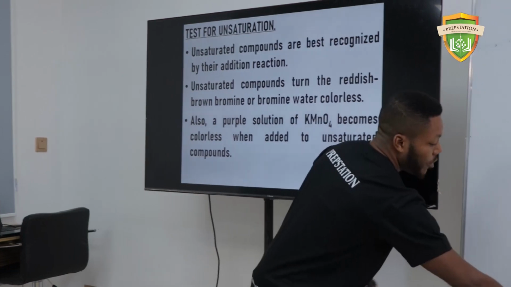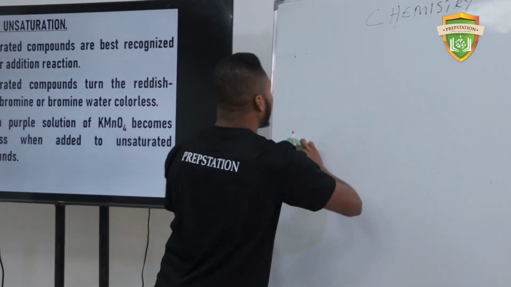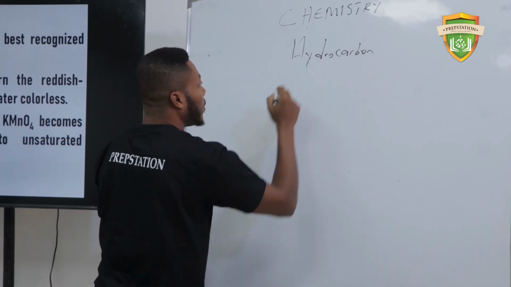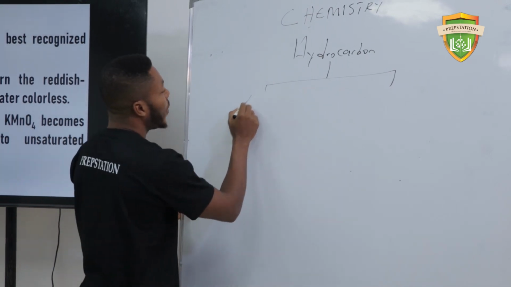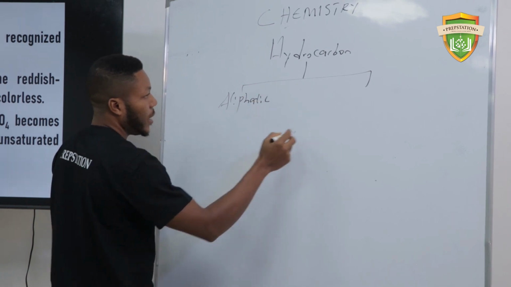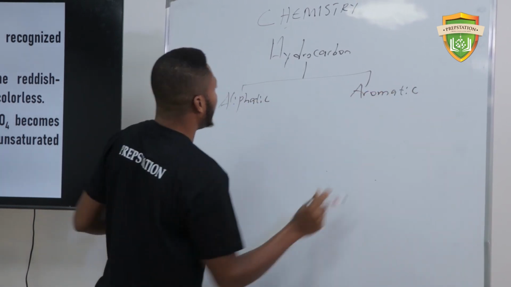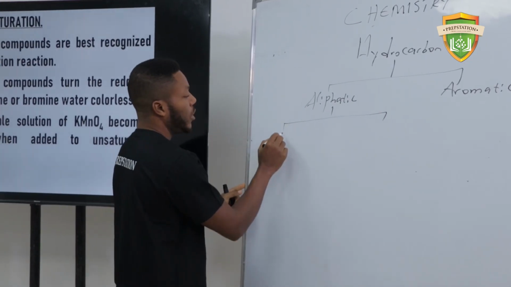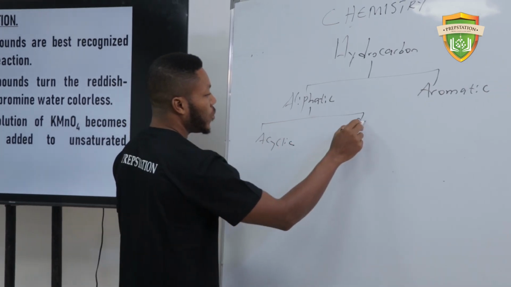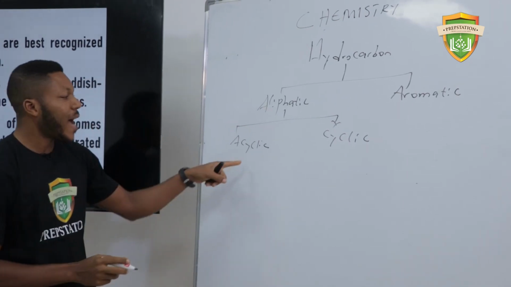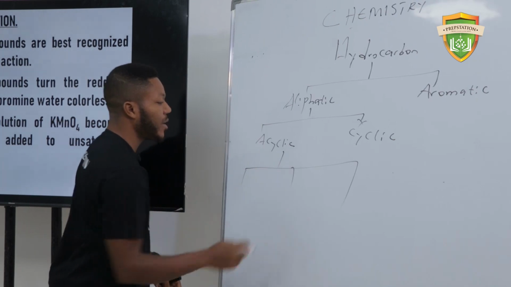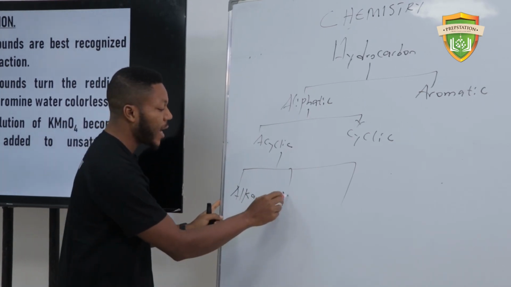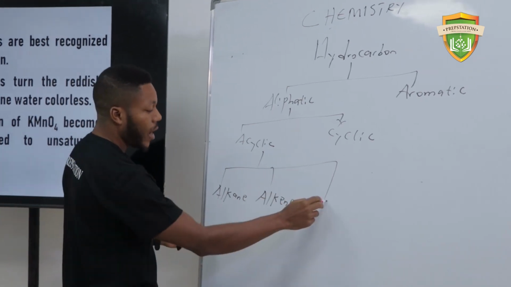Now let's take a brief description to further get the topic right. We have hydrocarbon, which is classified into aliphatic, then aromatic. So these are the major classes of hydrocarbon. Then aliphatic is further classified into acyclic and also cyclic. Now under acyclic hydrocarbons, we have what we call the straight or branched chain hydrocarbons, which comprise the alkane, we also have the alkene, then lastly, we have the alkyne.